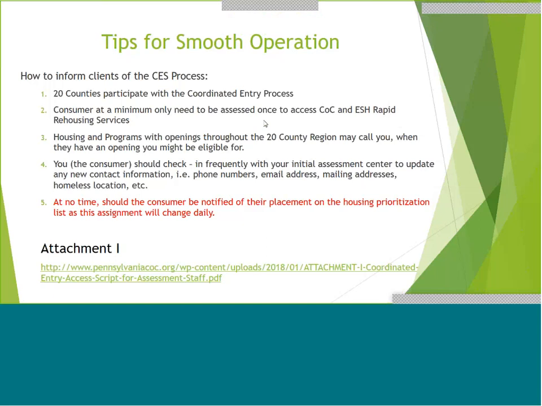So when you're giving your speech or your script per se, you can let them know that 20 counties participate with the coordinated entry process. And these 20 counties all have housing programs with openings, and they may call the client when they have openings in their program that the client may be eligible for.